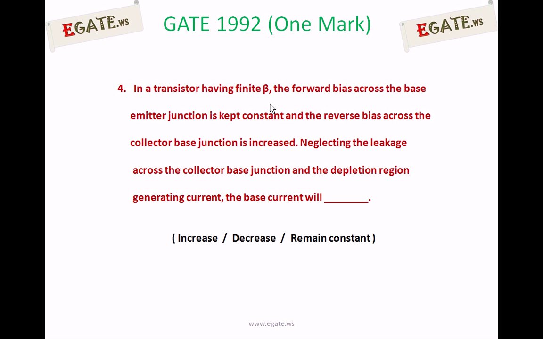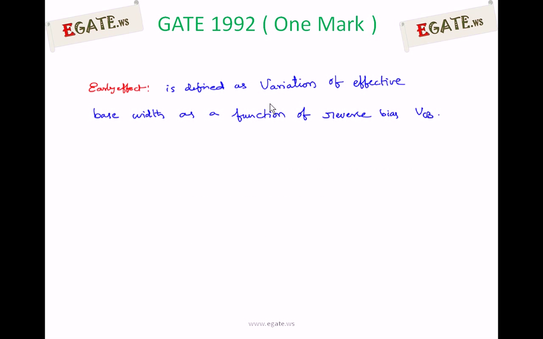The correct option for this one is decreases. Base current decreases when the emitter base junction bias is kept constant and you are increasing the reverse bias across the collector base junction. This question is related to the early effect. The other name for this one is nothing but base width modulation.